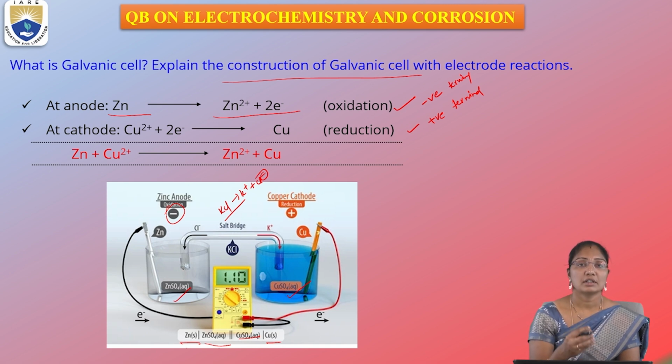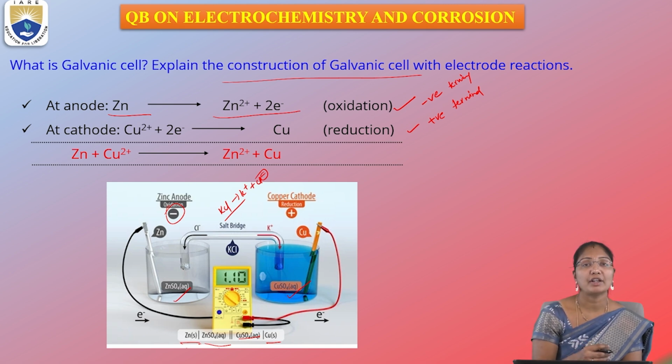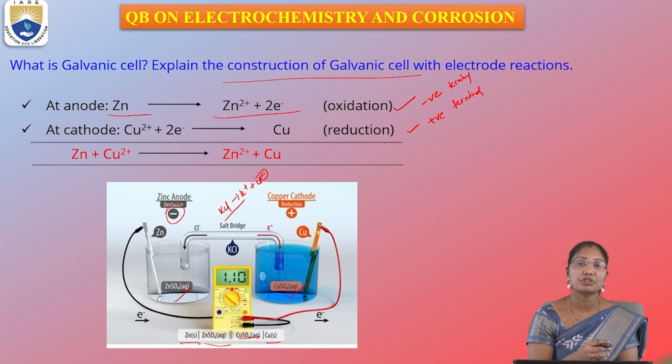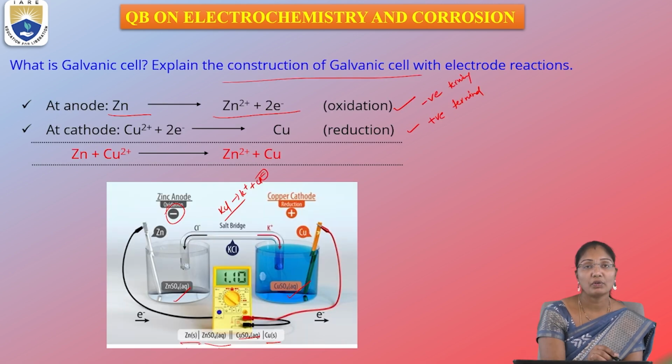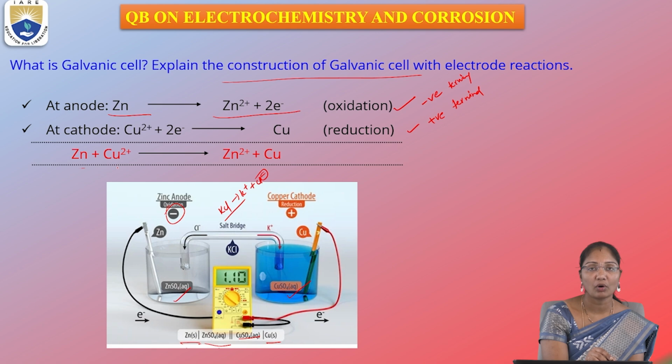This salt bridge causes the movement of ions from one to another, positive to negative or negative to positive. This causes the passage of ions in between the two cells. So the overall reaction is zinc plus copper, see here, zinc plus copper gives rise to zinc 2 plus and copper. Here zinc is converted into zinc 2 plus and copper ion is reduced to copper.